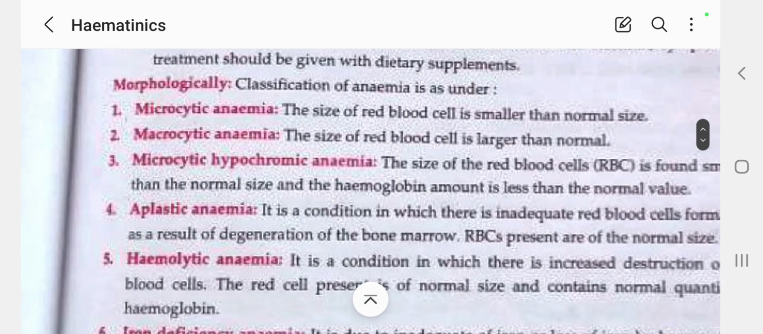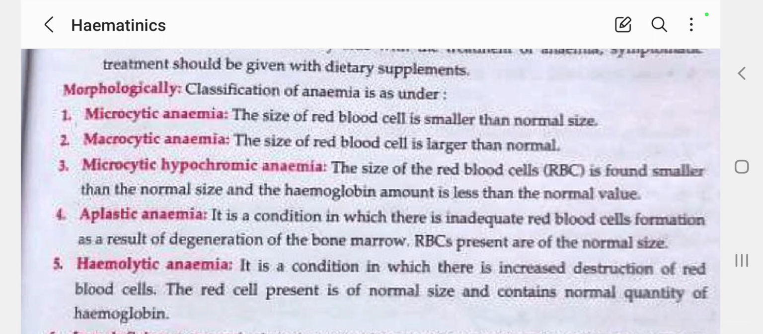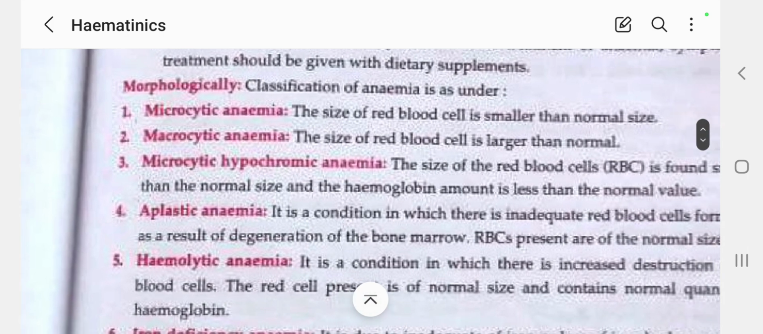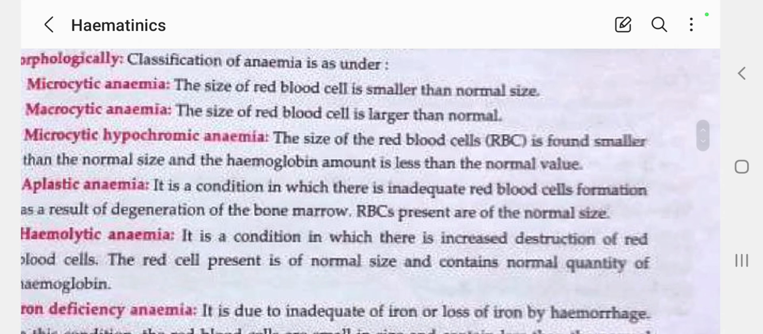Next, microcytic hypochromic anemia. The size of the red blood cells is found smaller than the normal size and the hemoglobin amount is less than the normal value. Hypochromic refers to the hemoglobin amount. Here the RBC size is small, and the hemoglobin level is also much less than normal. That's why the disorder is known as microcytic and hypochromic: microcytic means the RBC size is less than normal, and hypochromic means the hemoglobin amount is less.